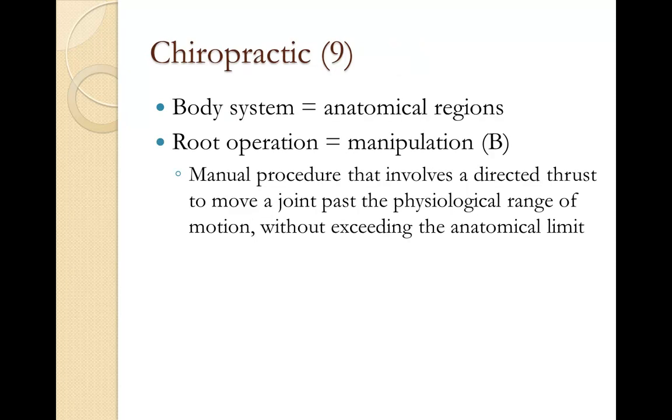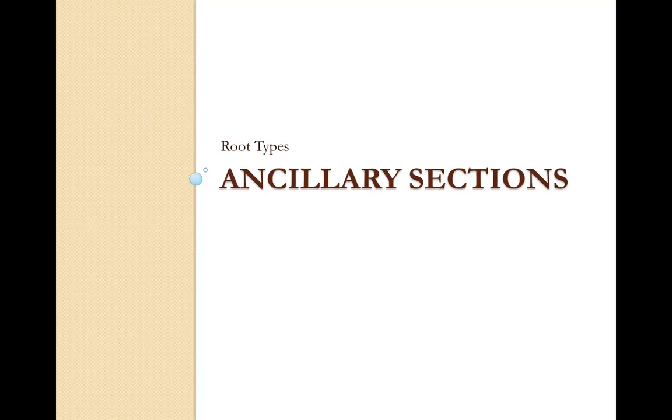And then the last section out of our Med-Surg-Related section is section 9 for chiropractic. Looks kind of similar to the osteopathic section. Again, our body system is categorized by general anatomical regions, and the root operation here is manipulation, which is a manual procedure that involves a directed thrust to move a joint past the physiological range of motion without exceeding the anatomical limit. All right, now we're to the ancillary section.